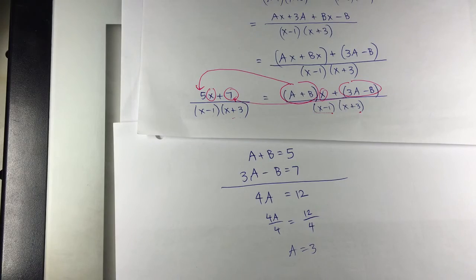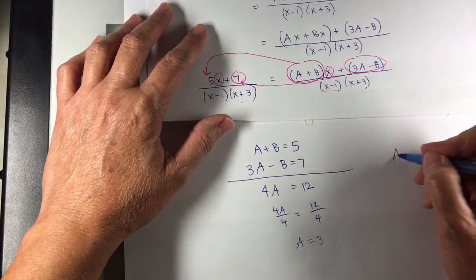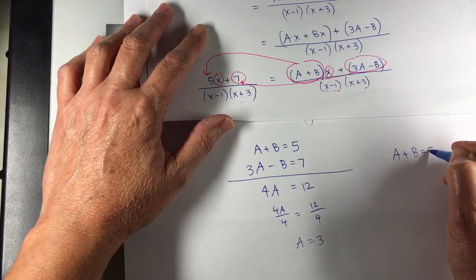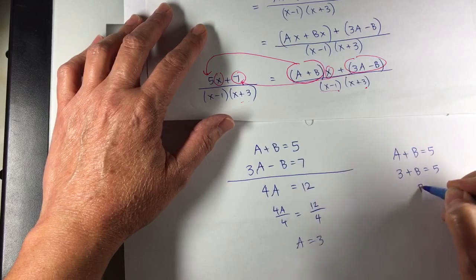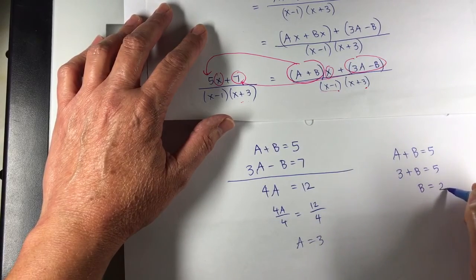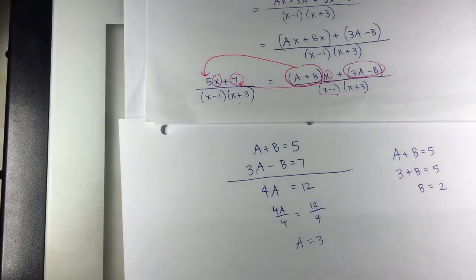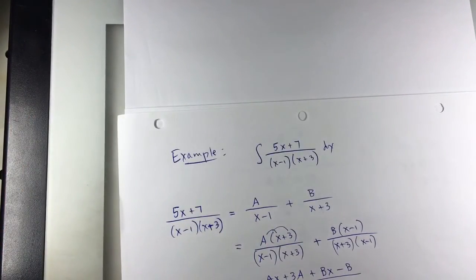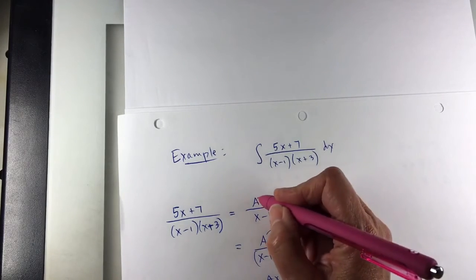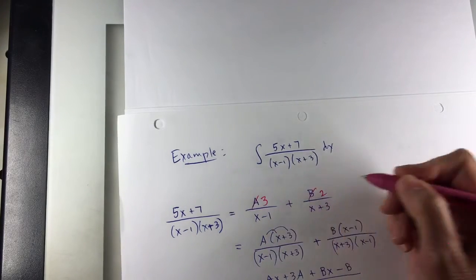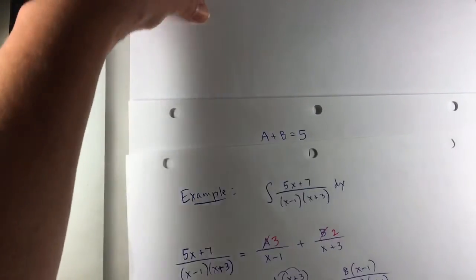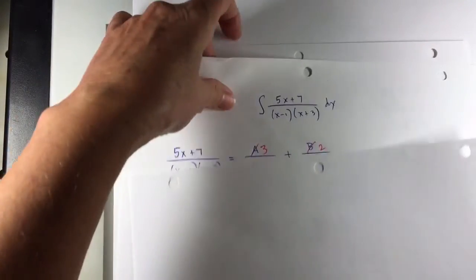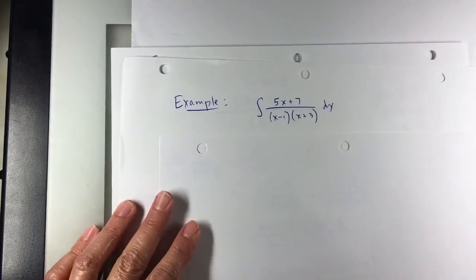Plug it back in, and I'm going to go with the top one. A plus b equals 5. If a is 3, 3 plus b equals 5, so b equals 2. So what I found now is exactly what I was looking for here. I know that a is 3, b is 2. So my calculus problem is now, I'll just rewrite the whole thing right here.